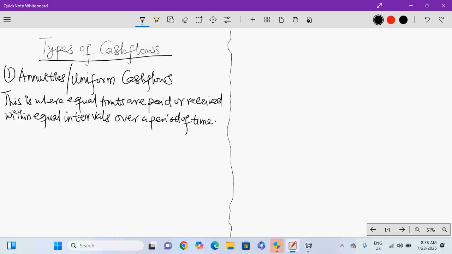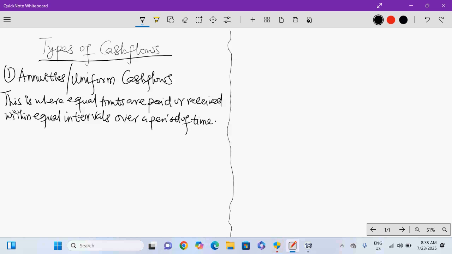So if you have a susu boss and every month or every year you keep a specific amount of money inside, let's say every month you keep 200 cedis, 200 cedis, 200 cedis up to the end of the period, that is an annuity or a uniform cash flow. Keeping a specific amount into a fund over a specific period of time, right?